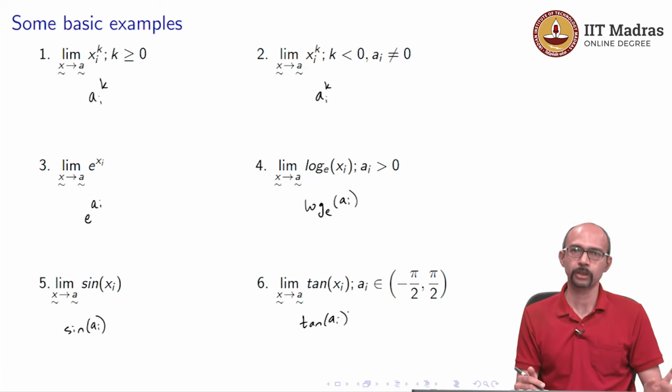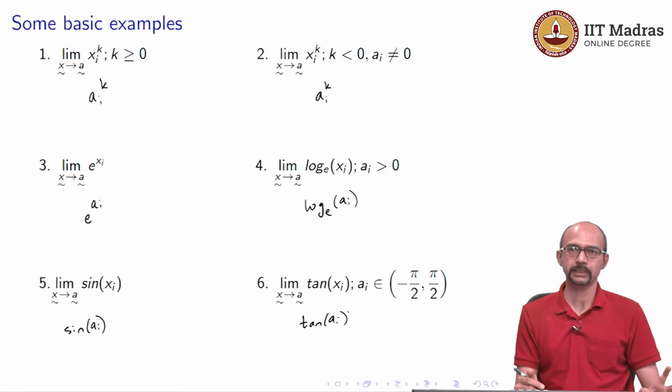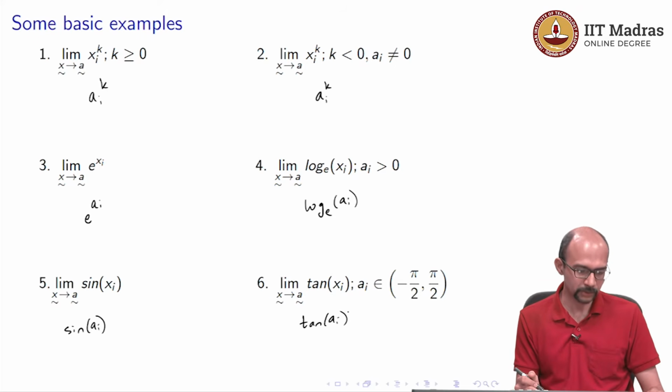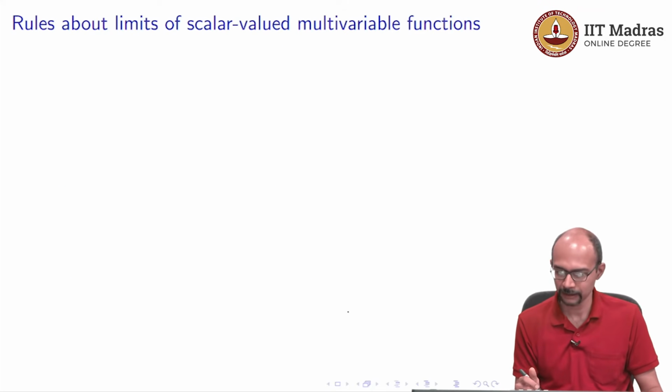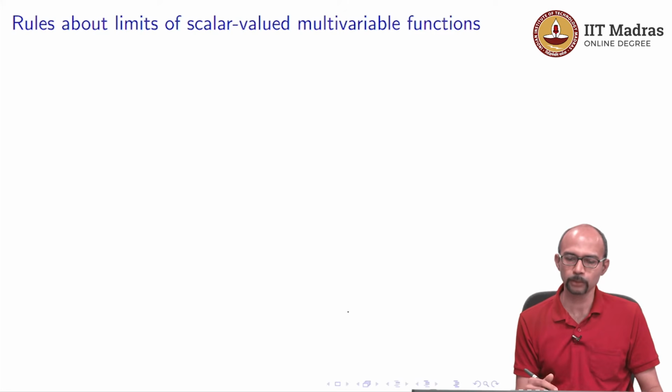It just follows from one variable calculus, and what I am going to try and tell you now is that most of the things that we do for easy limits are from one variable calculus. There are difficult limits, of course, and that's what we will be studying as we go along. Those need more refined techniques. Fine. So, let us look at some rules about limits of scalar valued multivariable functions.